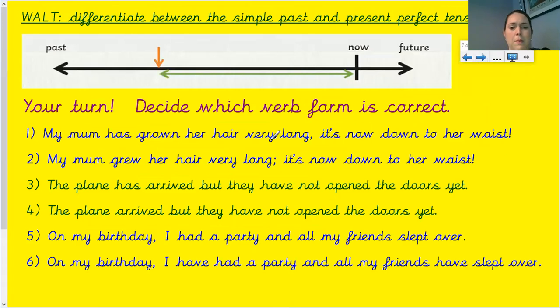Let's keep going. My mum has grown her hair very long. It's now down to her waist. My mum grew her hair very long. It's now down to her waist. Which is the correct one? The correct one is number 1. The plane has arrived, but they have not opened the doors yet. Or, the plane arrived, but they have not opened the doors yet. Number 3 is the correct one. On my birthday, I had a party and all my friends slept over. Or, on my birthday, I have had a party and all my friends have slept over. The first example is the correct one.